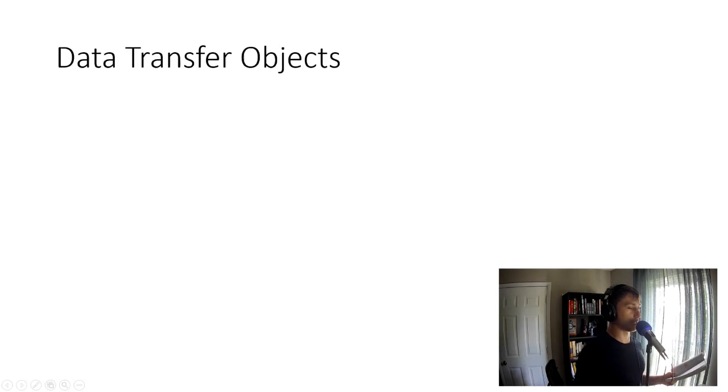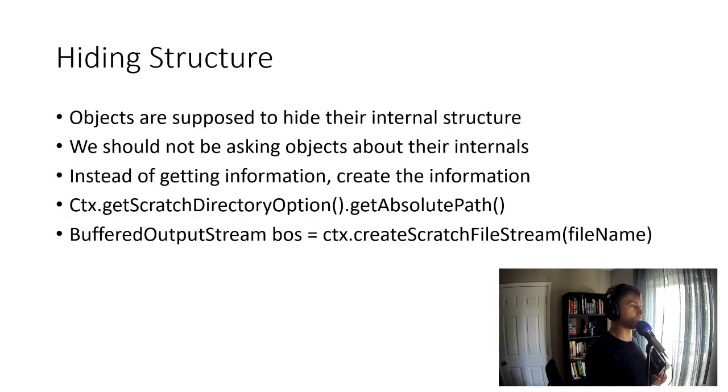So you don't have to expose the data. You guys catch my drift there? You don't have to expose that potentially sensitive information of the absolute file path. You can just create the BufferedOutputStream, because that's ultimately the end result that you want from getting the file path. That's just the first step in it, but you can hide it within the function. You can hide it within that createScratchFileStream. And you don't have to expose your absolute path there.